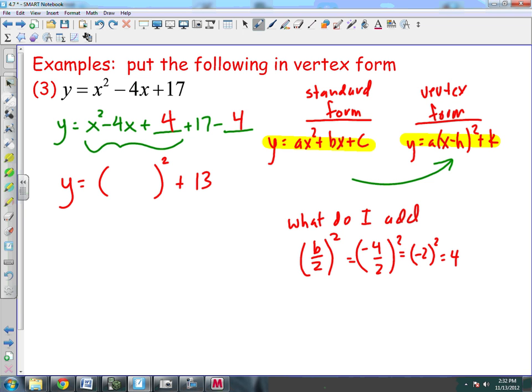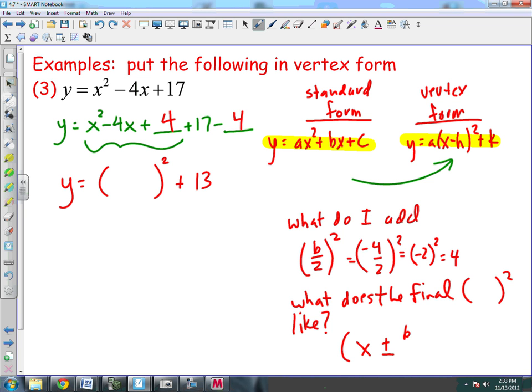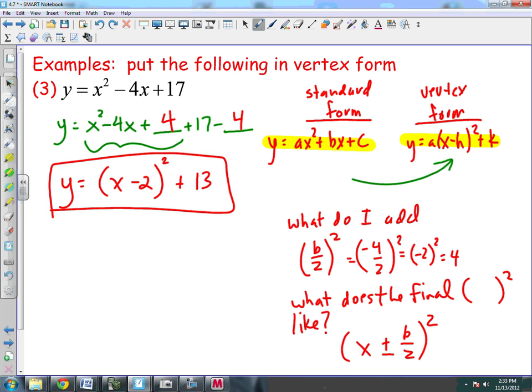Well, essentially, what does the final form look like? Well, it's very simple, actually. It's pretty much going to be x, and depending upon the sign, plus or minus, whatever you had, b over 2 squared. So in this case, b was negative 4. Well, b over 2 is negative 2, so it's x minus 2 squared. And that would be the answer.